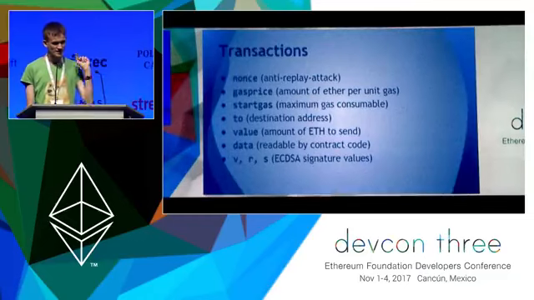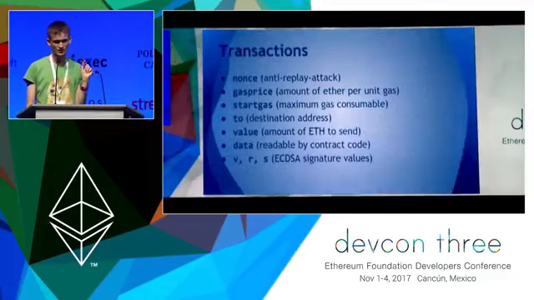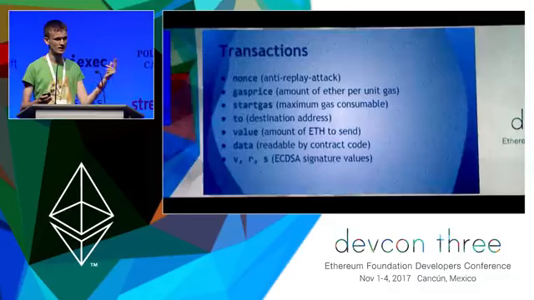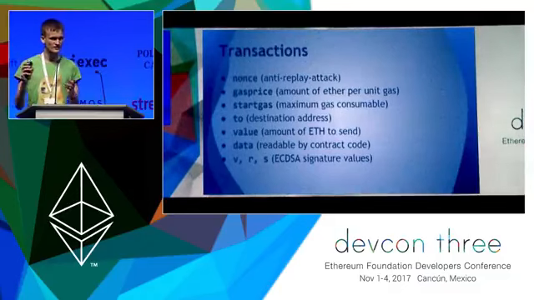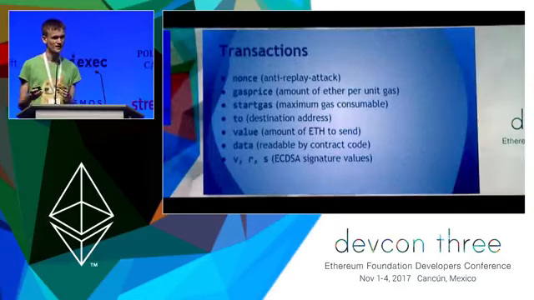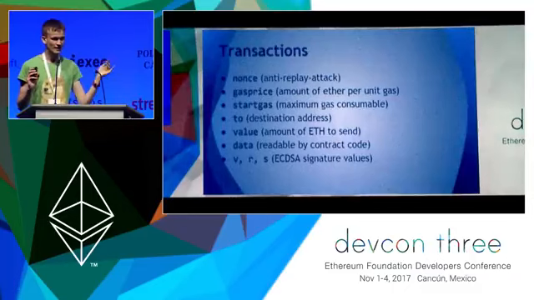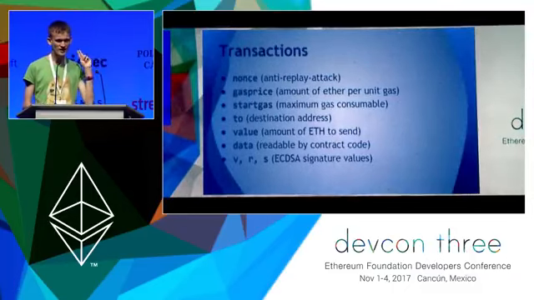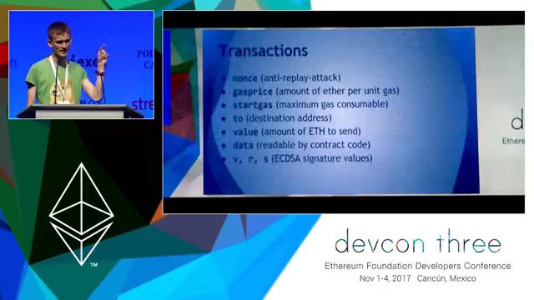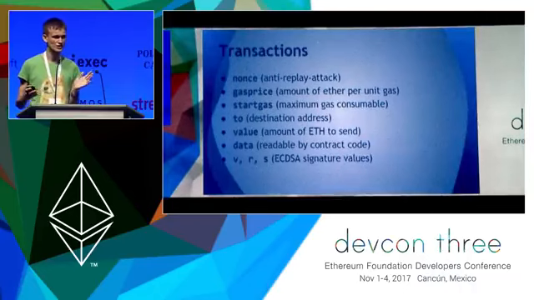Gas price is the amount of Ether that you pay per unit of gas that your transaction takes up. So this is the transaction fee. It goes to miners. Start gas, the maximum amount of computational resource that the transaction can consume. To, the target value. Transactions can send Ether. Data, which is if your transaction has a target which is a contract, then the contract can read the data. So this is a way of doing things like specifying function arguments.